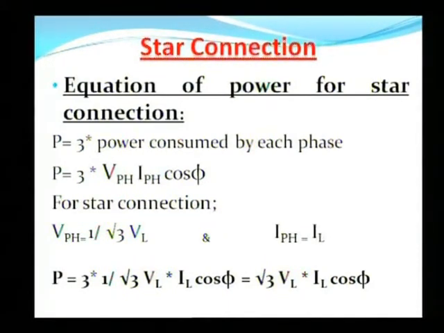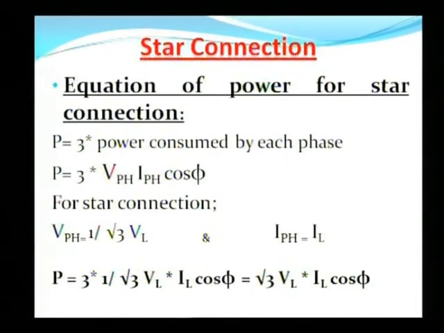Now this is a vector diagram, so we have to consider the cos phi also. So P becomes 3 into VPH IPH cos phi. As we all know, VPH equals 1 by root 3 into VL, and IPH equals IL. So we can write that P equals 3 into 1 by root 3 VL IL cos phi, which equals root 3 VL IL cos phi.